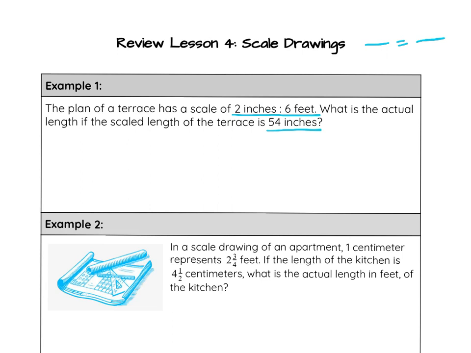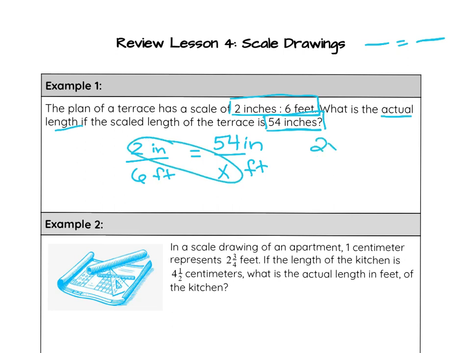So you really need to pay attention to units. So you always make your scale that you're given into a ratio or a fraction. I mean, it's given to you as a ratio, so let's make it into a fraction. So we have 2 inches over 6 feet. And then the second part of your proportion, you have to figure out where 54 inches would go. Okay, well, inches goes next to inches. So 54 inches, and we want to know how many feet the actual length of the terrace would be. So then we cross multiply.